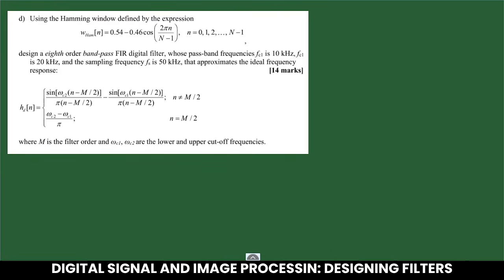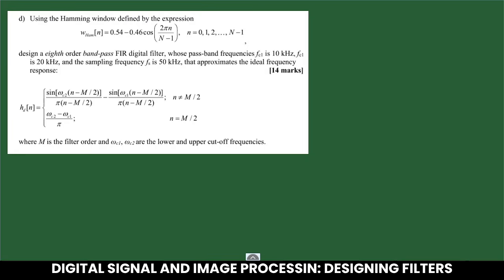Today we are going to solve a problem under filters. So we have a problem, and in this video I'm going to take you through how to solve this kind of problem. It's saying using the Hamming window defined by the expression, design an 8th order bandpass FIR digital filter whose passband frequencies are 10 kHz and 20 kHz, and the sampling frequency is 50 kHz, that approximates the ideal frequency response as given, where M is the filter order and WC1 and WC2 are the lower and upper cutoff frequencies.